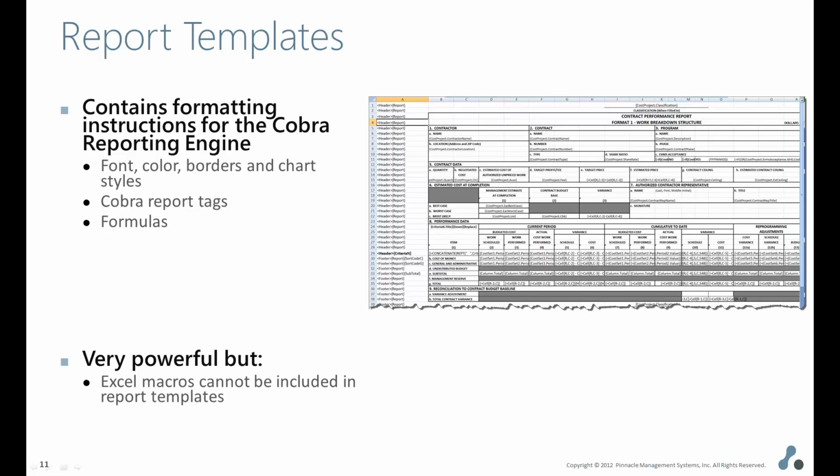how the report is to be sectioned, a number of other things as well. And then you can use Excel formulas in the report as well to do calculations and so on. So the report templates are very powerful, but one limitation is that you can't include Excel macros into a report template. The Cobra reporting engine will just ignore any macros. So let's take a look in a little more detail at Cobra report tags.